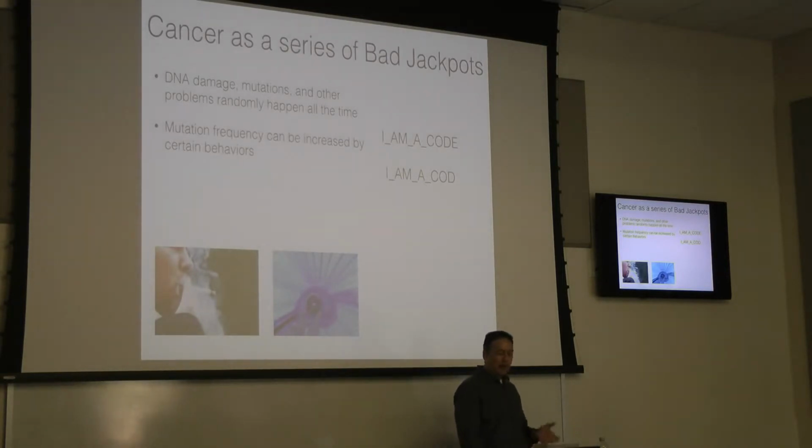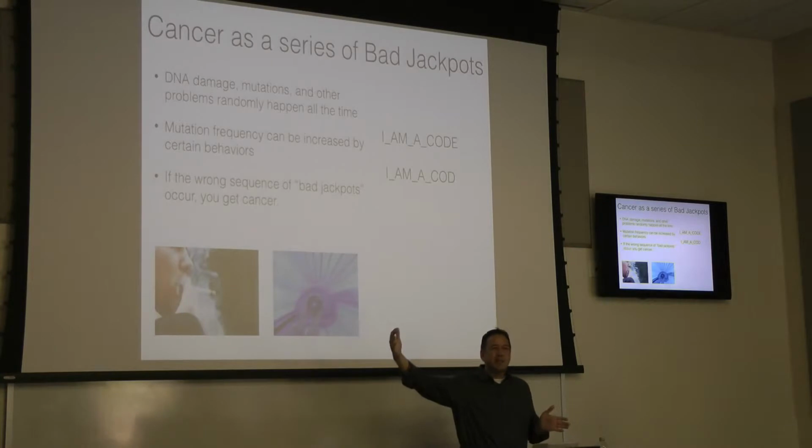So again, if you get a bad jackpot, you're probably all right. If you get another one, you're probably all right. But if you get the wrong sequence of them where the damage occurs, then the thing that fixes the damage also breaks.